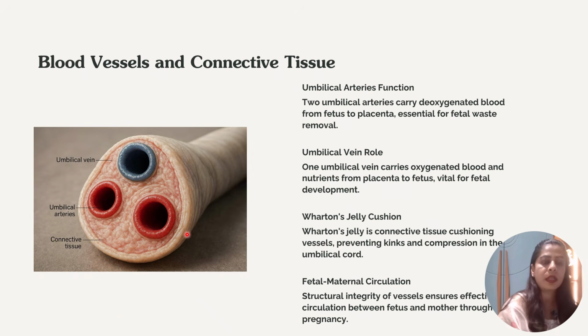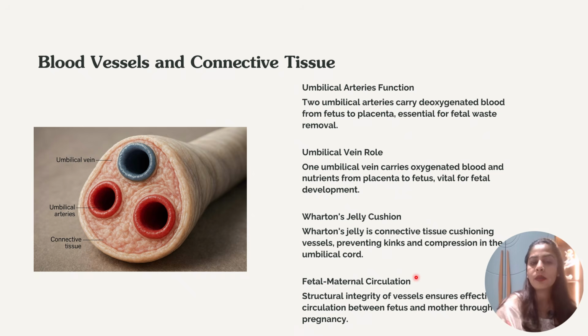This is the picture where I showed that there are two umbilical arteries and one vein. Let us understand the functions of the vein and the functions of the arteries. Umbilical arteries carry deoxygenated blood from the fetus to the placenta and are essential for fetal waste removal. Whatever waste is excreted by the fetus is carried out through the two umbilical arteries. And there is one umbilical vein, which carries oxygenated blood and nutrients from the placenta to the fetus. It is vital for fetal development.